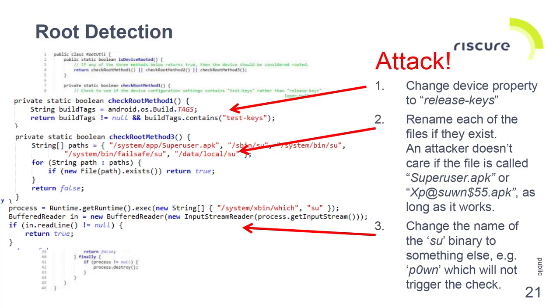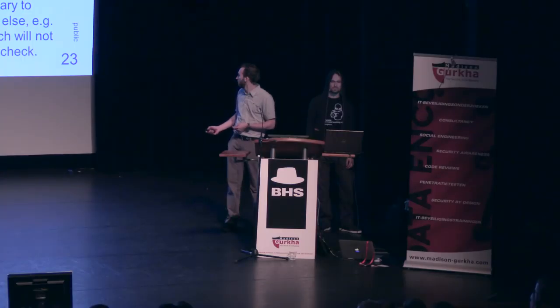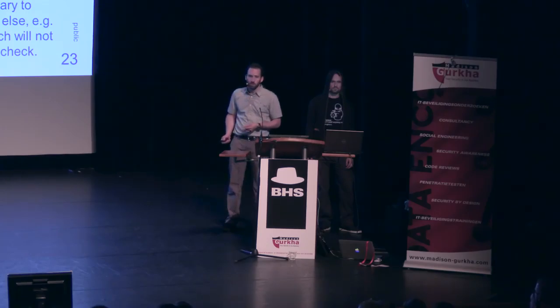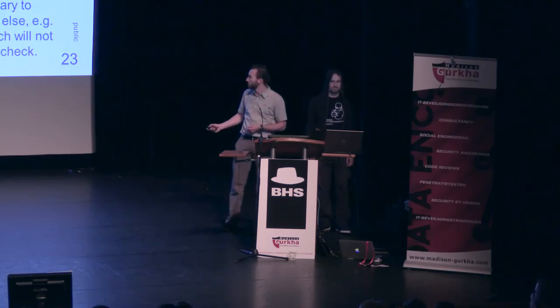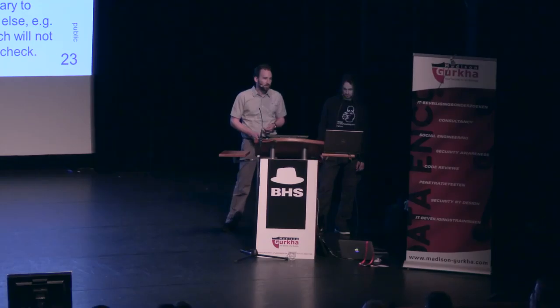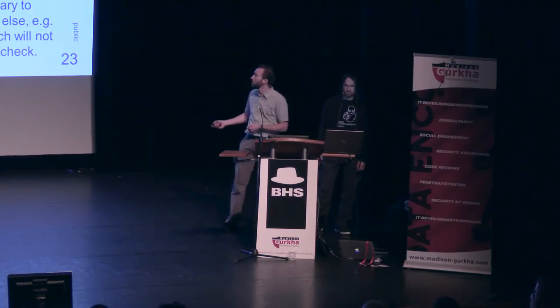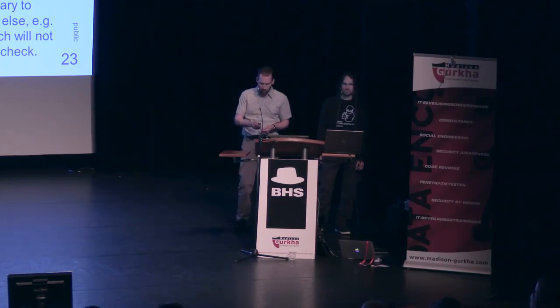The third check does basically the same thing, except instead of checking for the exact location in the file system, it checks to see if there is a binary which responds to the name su, and if so, it returns the address of that binary on the file system. If we rename that binary to something else which is not su, then again this check will fail, and rooting is not detected. So I've now managed to get root on this device, and the application will not detect that the device has been rooted.